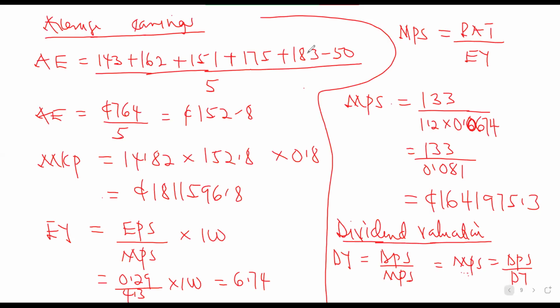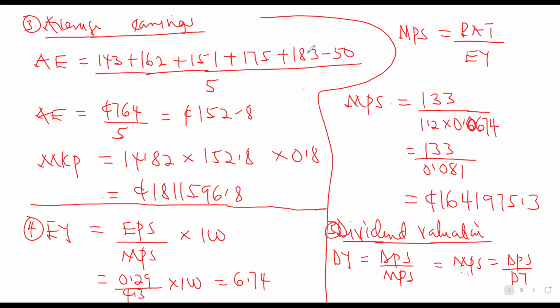Is it the average earnings that has ended on the 1641975.3? No, the average earnings ended here, 181159. So this is, let me make this one 3, let me make this one 4, let me make this one 5.